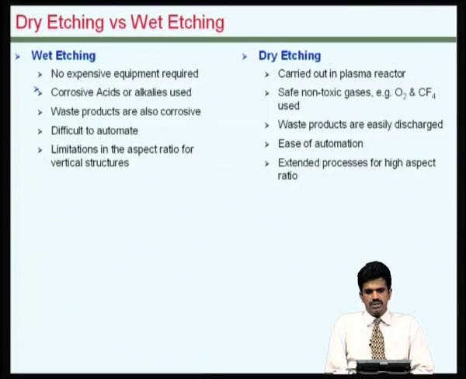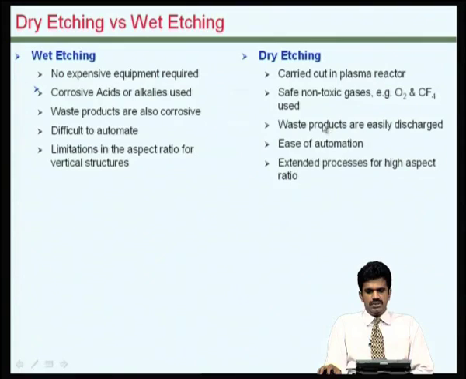We use corrosive acids and alkalis for wet etching, whereas we can live with oxygen, carbon tetrafluoride and other non-toxic gases for etching in the dry phase. It is easy to discharge the waste products in the case of dry etching and it is easy to automate, and hence dry etching is usually preferred in the industry even though it is more expensive.